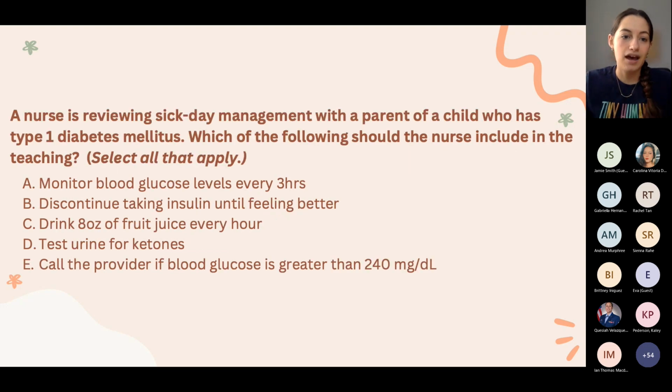All right. A nurse is reviewing sick day management with a parent of a child who has type 1 diabetes mellitus. Which of the following should the nurse include in the teaching? Select all that apply. Monitor blood glucose levels every 3 hours. Discontinue taking insulin until feeling better. Drink 8 ounces of fruit juice every hour. Test urine for ketones. Call the provider if blood glucose is greater than 240 milligrams.